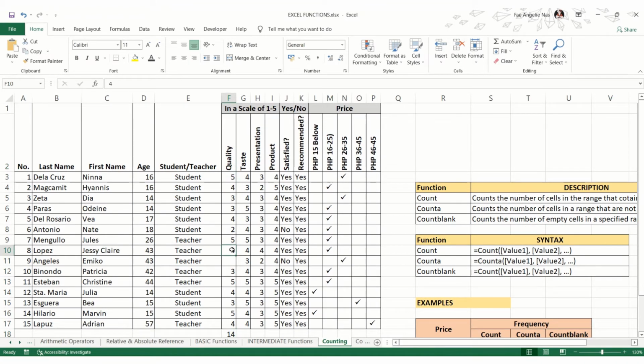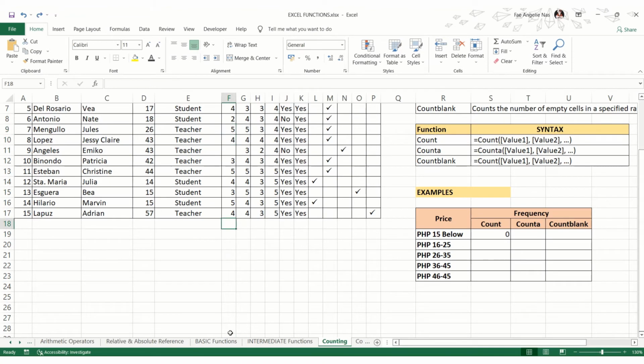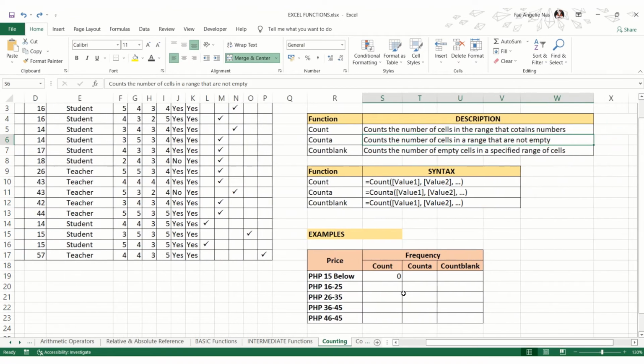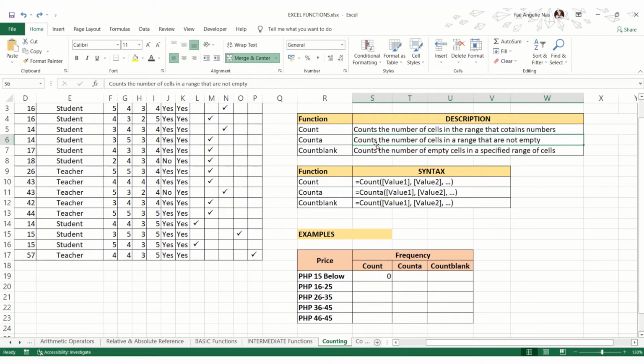If for example, respondent number 8 forgot to respond, then I only have 13 respondents. And if respondent number 7 forgot to respond, then 12 respondents, because only 12 cells contains number here. Okay, so next is counta. So counta is a function that counts the number of cells in a range that are not empty.